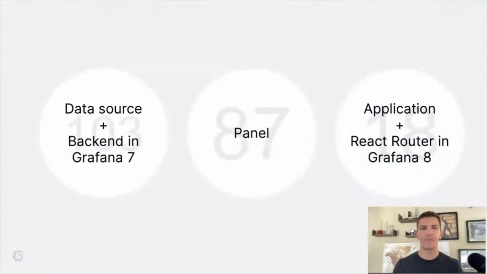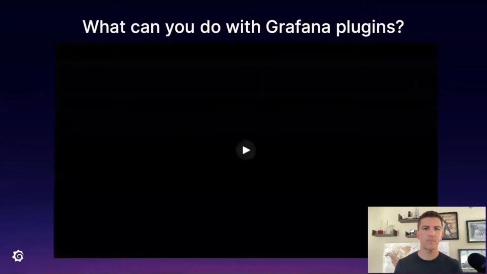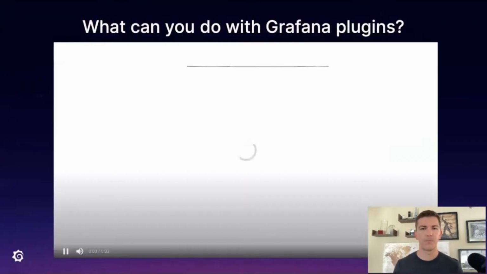Today I'm going to talk about Redis plugins and how plugins connect Grafana to Redis in new ways. Grafana supports 3 types of plugins: data sources, panels, and application plugins. There are 103 data sources, including data sources based on the backend platform introduced in Grafana 7, 87 panels, and 18 application plugins. And I hope to see more application plugins soon based on the React router introduced in Grafana 8.